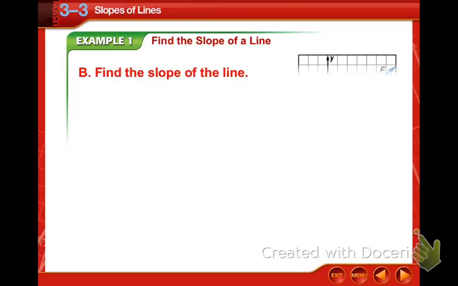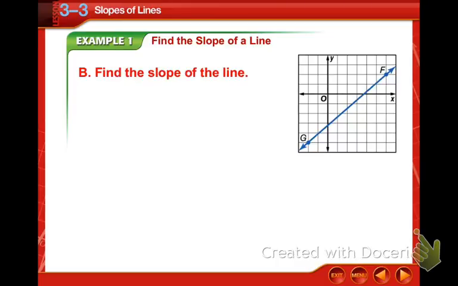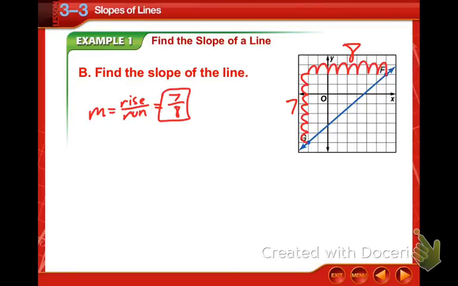Let's do this again. Another graph. Finding the slope. Rise over run. So our rise, 1, 2, 3, 4, 5, 6, 7. And then we go to the right, so it's positive. 1, 2, 3, 4, 5, 6, 7, 8. So 7 over 8, we can leave it like that because that does not simplify. So 7/8 is our slope.